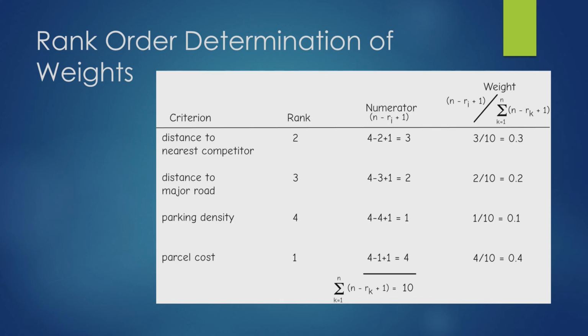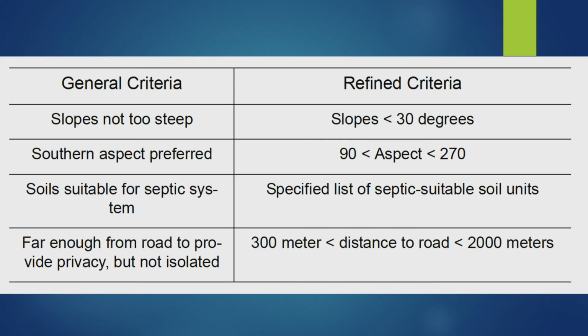add up to 1. So if all your suitability scores are already on the same scale, going from 0 to 10 or 0 to 20, 0 to 100, if they're already on the same scale, if you multiplied them by these numbers and added them up, your overall result would then also be on the same scale.